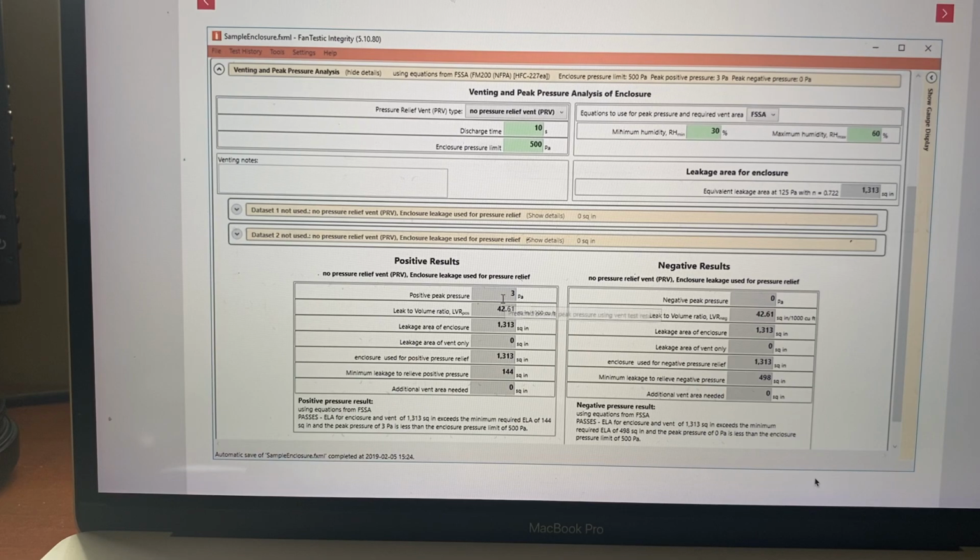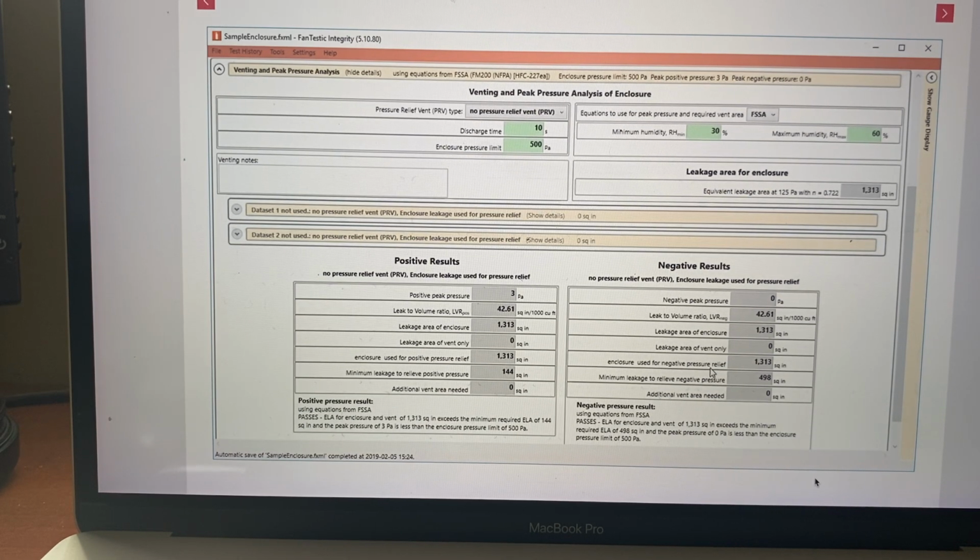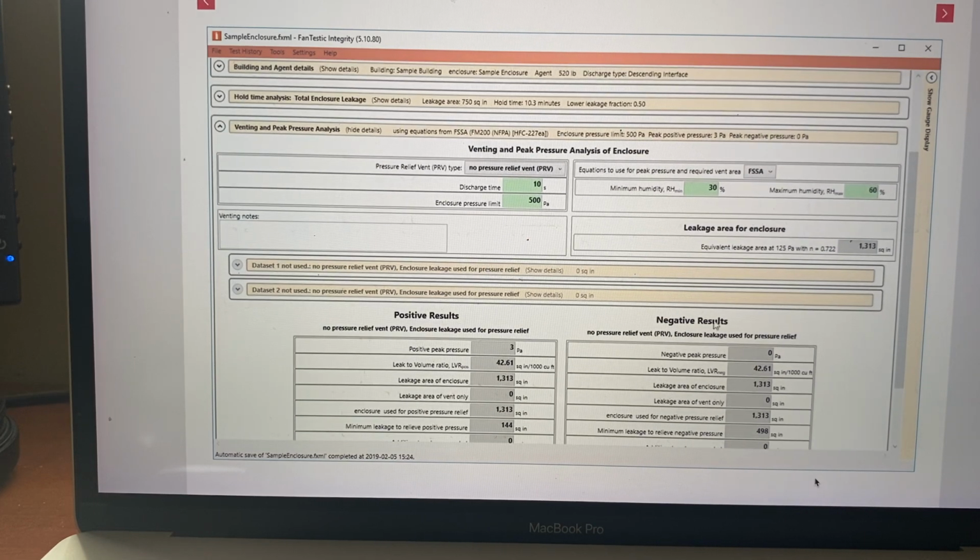As you can see, our positive peak is going to be 3 Pascal, negative peak is going to be 0. Had our enclosure leakage been a lot lower, or maybe if we had more agent in the enclosure, we could see some higher peak pressures. A vent is not needed in this case, although just to demonstrate quickly, we'll add one in.